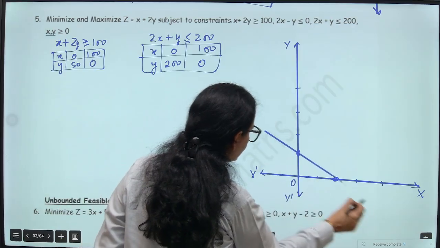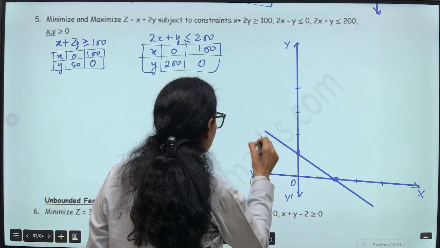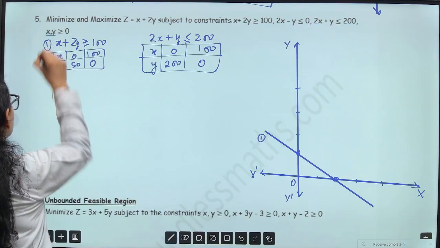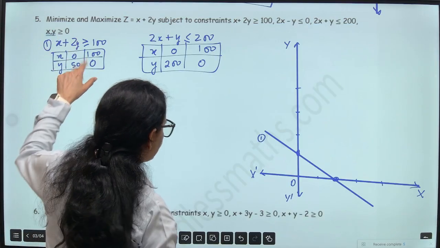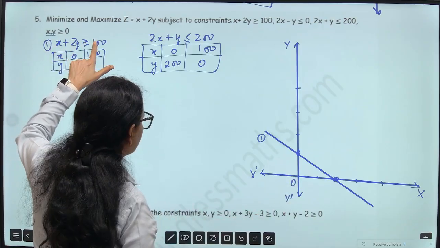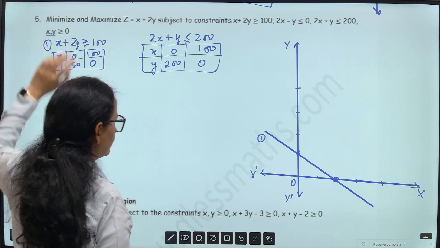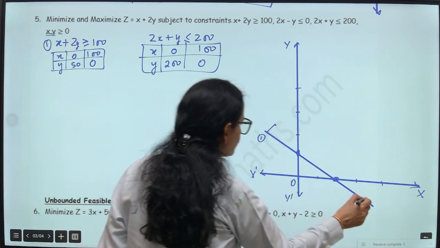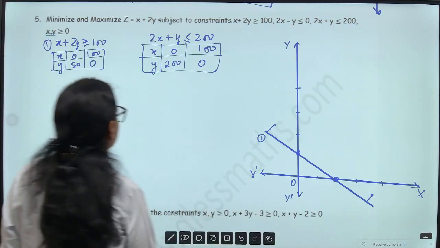So let me join them. This is the graph for the first inequality. Label it as 1 here also and here also. Let's look at the feasible region. If I put the origin 0, 0, is 0 greater than 100? 0 is not greater than 100. That means the feasible region is on the upper side of this line.